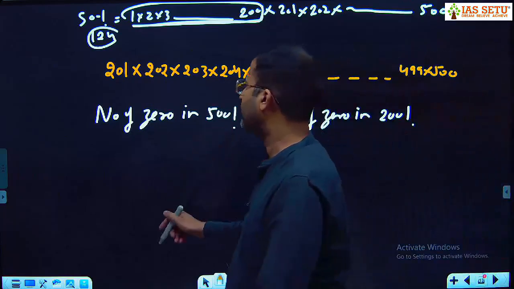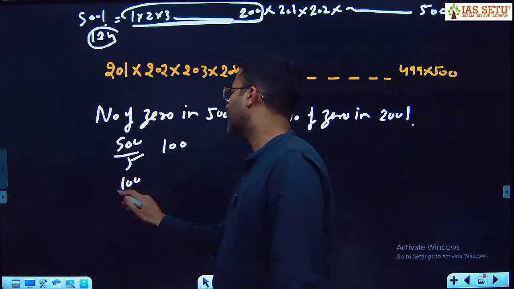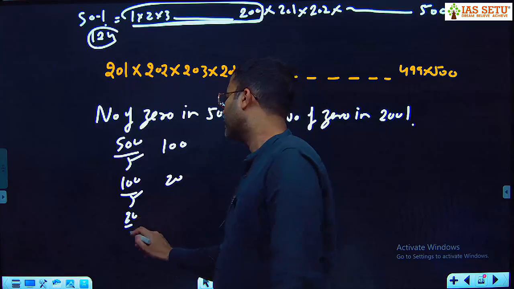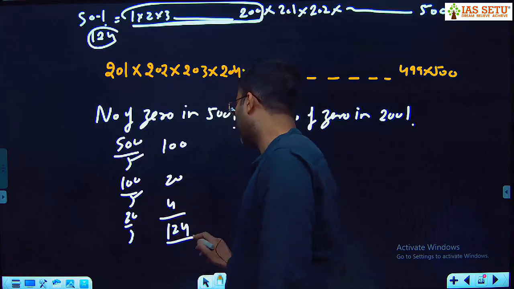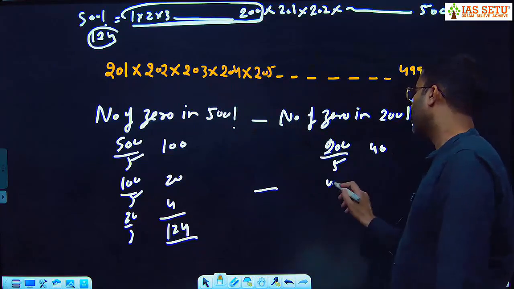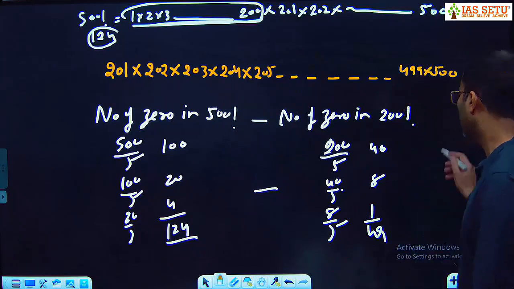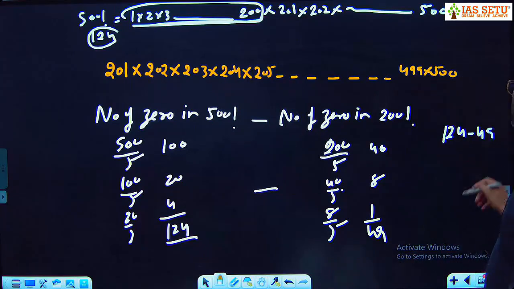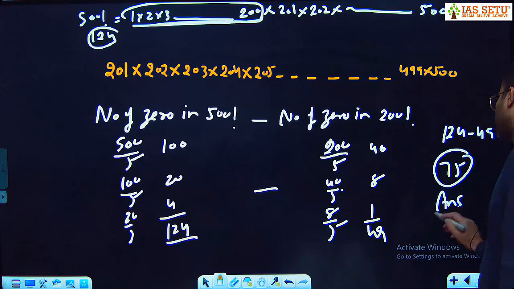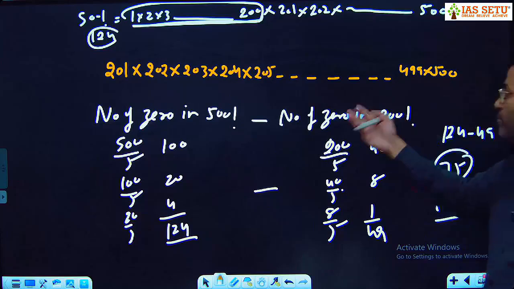So in 500 factorial, how many 0s are there? 500 divided by 5 is 100, 100 divided by 5 is 20, 20 divided by 5 is 4, total 124. Minus 200 divided by 5 is 40, 40 divided by 5 is 8, 8 divided by 5 is 1, total 49. So your answer is 124 minus 49. What is 124 minus 49? 75.